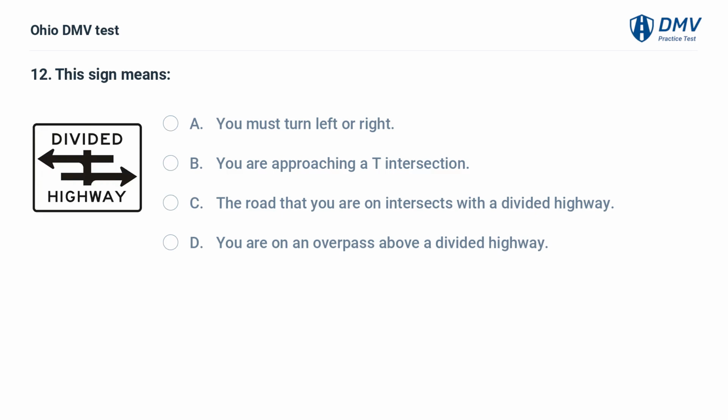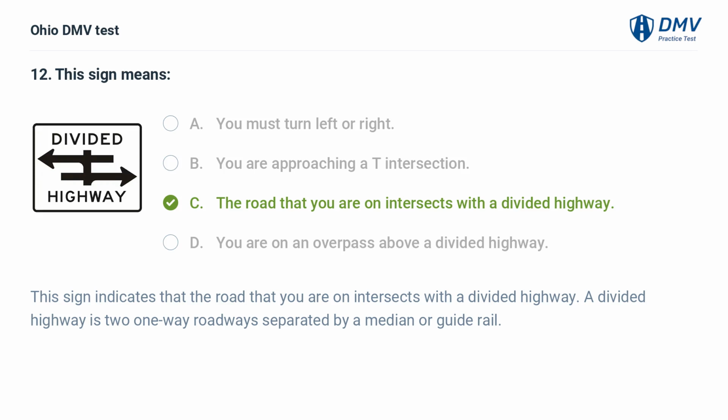This sign means A. You must turn left or right. B. You are approaching a T intersection. C. The road that you are on intersects with a divided highway. D. You are on an overpass above a divided highway.